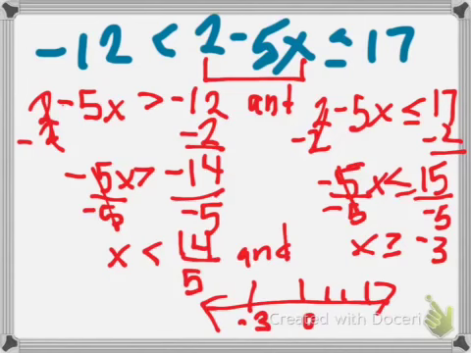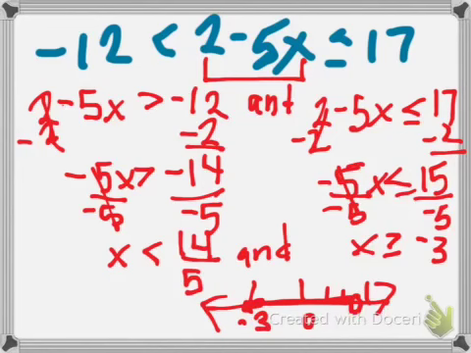So we want the 14/5 to be an open circle, and we want the greater than or equal to negative 3 to be a closed circle. Okay, so it has to be greater than negative 3 and less than 14 over 5. So any number in between here, negative 3, negative 2, negative 1, 0, 1, 2, and then it would stop at 14/5. And that would be your solution.